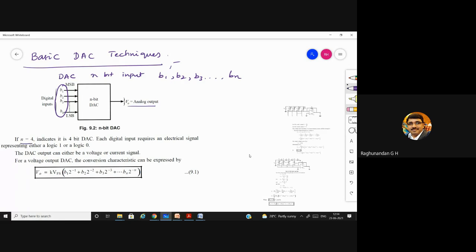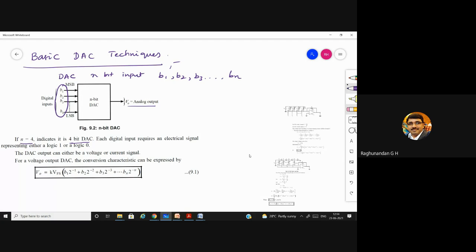Suppose if n is equal to 4, then it is a 4 bit DAC. Each digital input requires an electrical signal representing either logic 1 or logic 0, because in digital input we have only two values, either 1 or 0. The DAC output can be either a voltage or a current signal. If you want the output in terms of voltage, you can measure it as voltage, or if you want to measure it in terms of current, that is also possible. But the input will be 0 and 1 only.